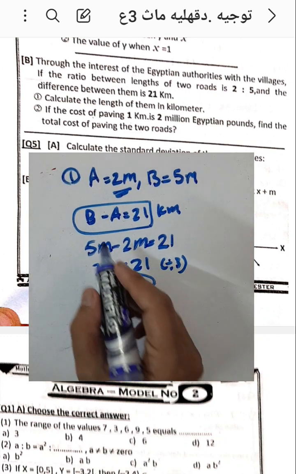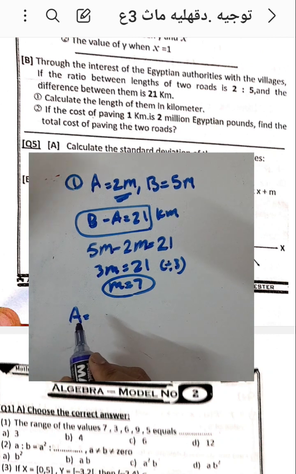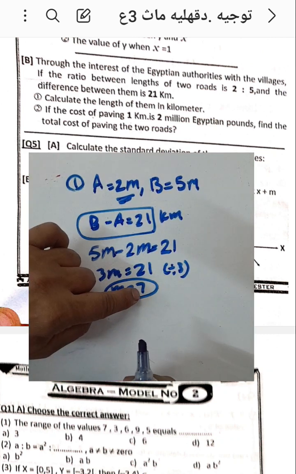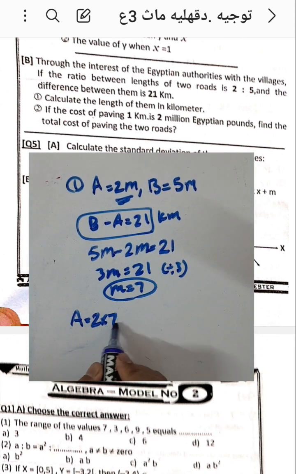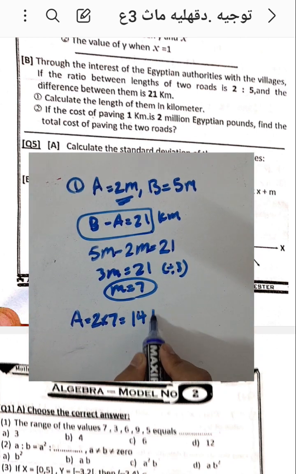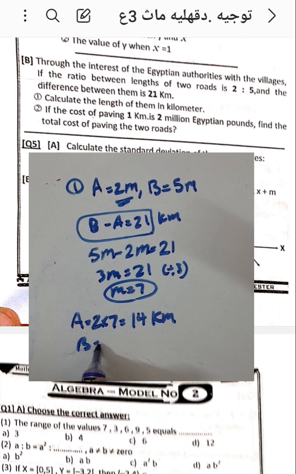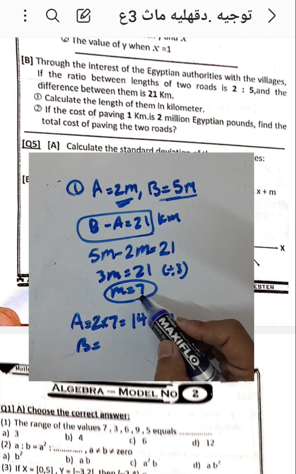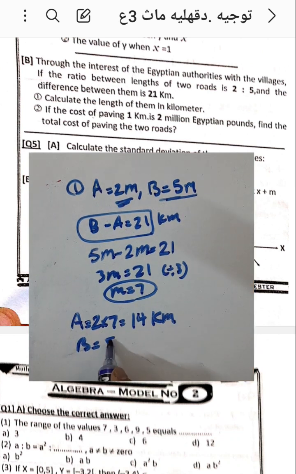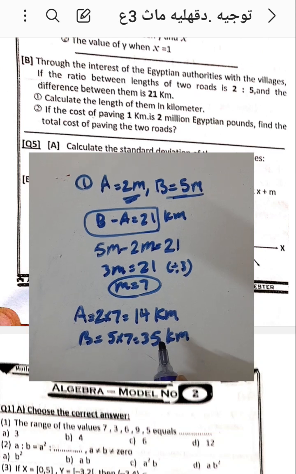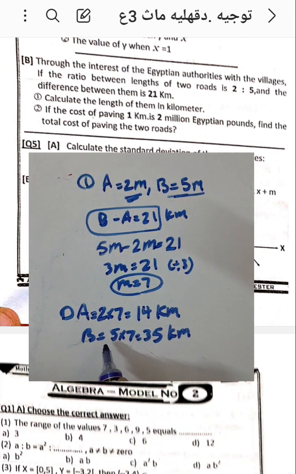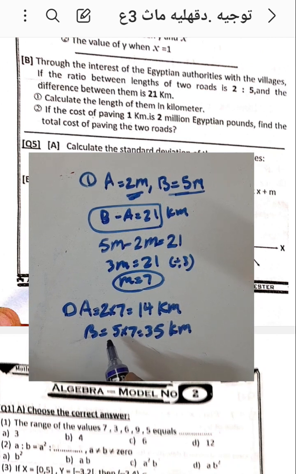Then a will be what? A refers to the length of the first route. Okay, 2 times 7, it will be 14 kilometers. And the b, the length of the second route, 5m. M was 7, 5 times 7 equals 35 kilometers. Okay, number 1, calculate the length of them in kilometers.